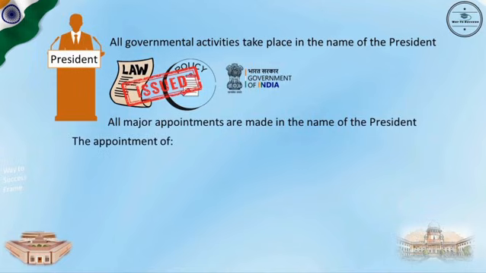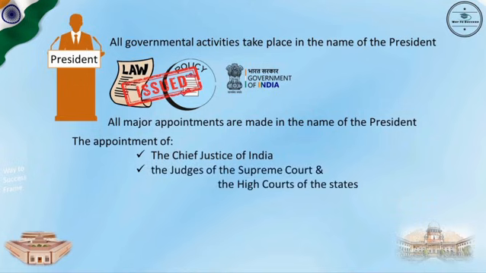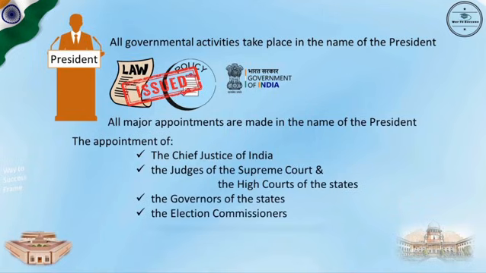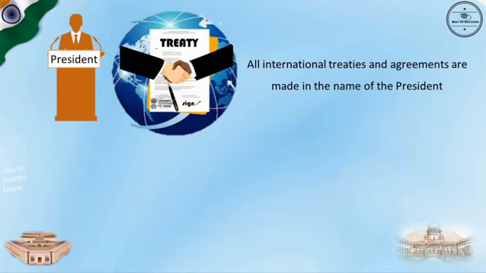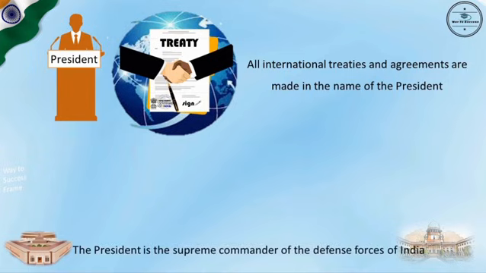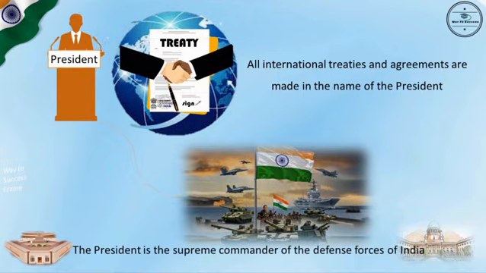It includes the appointment of the Chief Justice of India, the judges of the Supreme Court and the High Courts of the states, the governors of the states, the election commissioners, ambassadors to other countries, etc. All international treaties and agreements are made in the name of the President. The President is the Supreme Commander of the Defence Forces of India.